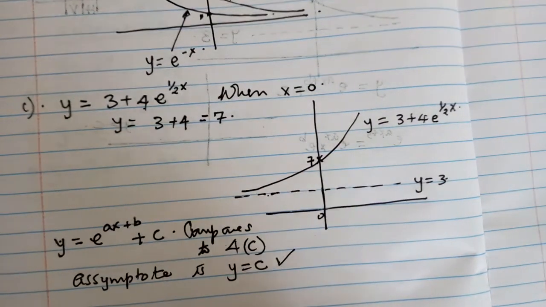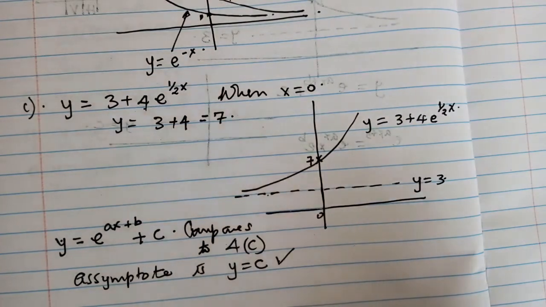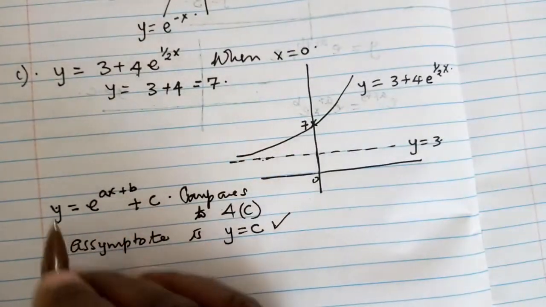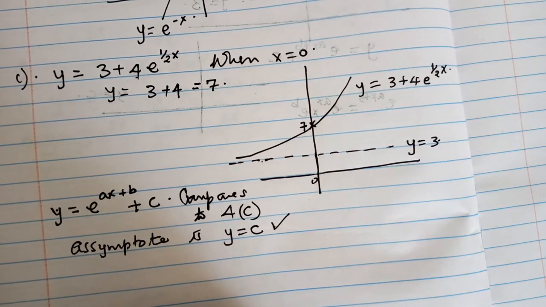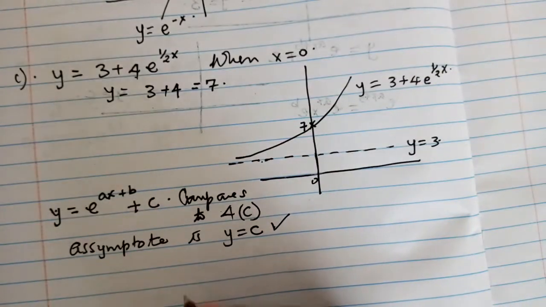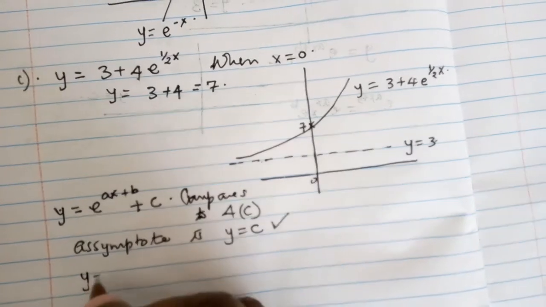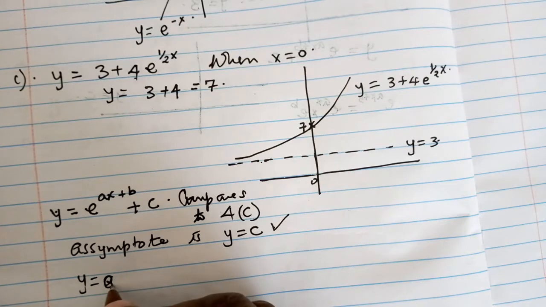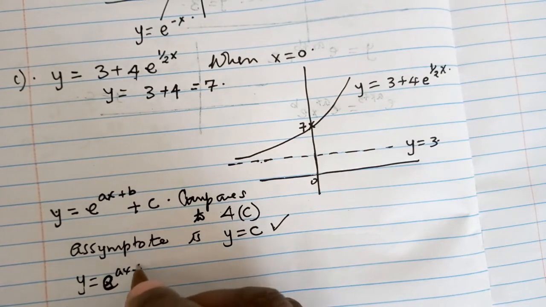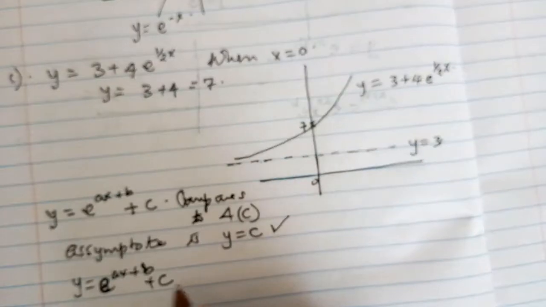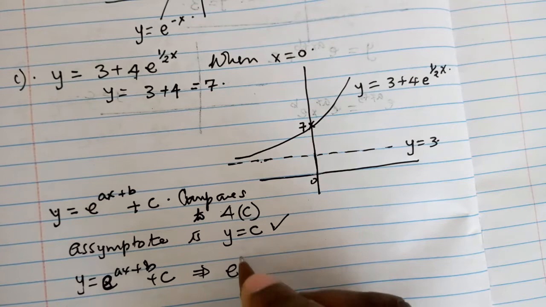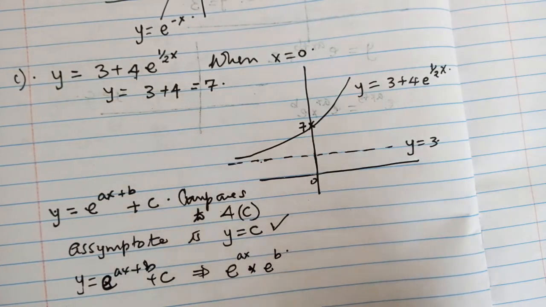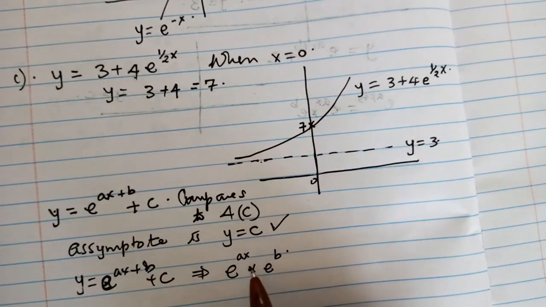At the same time, you will talk about the y-intercept. What is the y-intercept in such a graph? The y-intercept is where the graph cuts the y-axis. And it follows that when y is equal to e raised to power ax plus b plus c, according to the laws of indices, this part talks about e raised to power ax multiplied by e raised to power b.